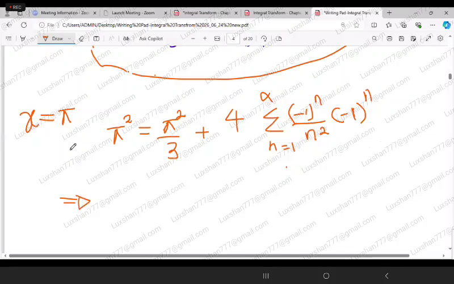If you simplify this, when you bring this to this side, we get 2 pi squared by 3. And if you divide by 4, then you will get pi squared by 12. I'm just simplifying. I'm bringing this pi squared by 3 to this side and dividing by 4. Then I get pi squared by 12, but already I have 2 here. Therefore, I will get pi squared by 6.